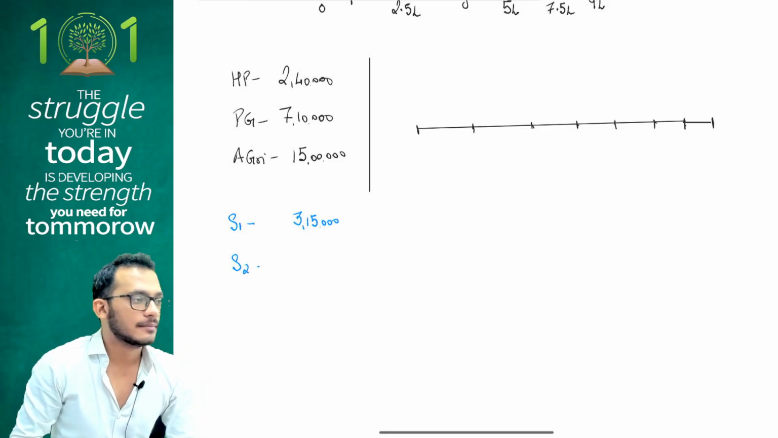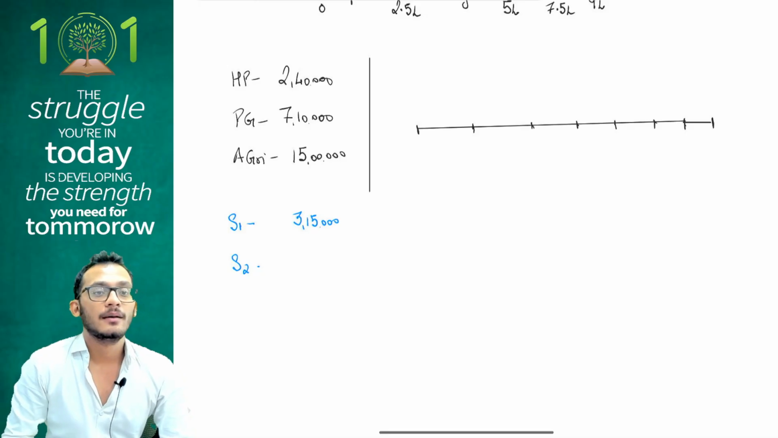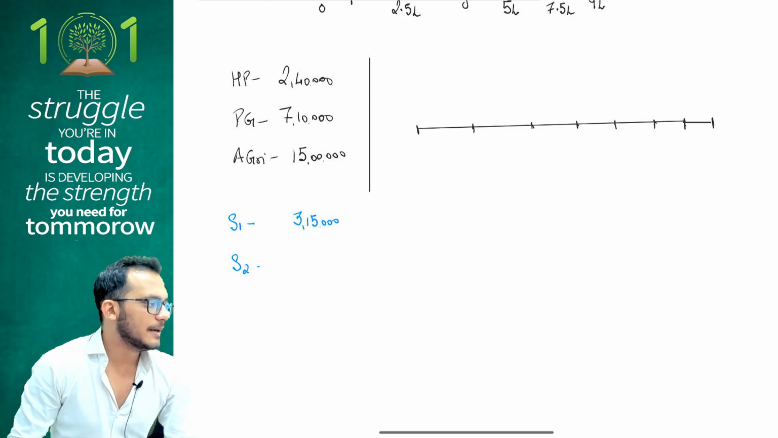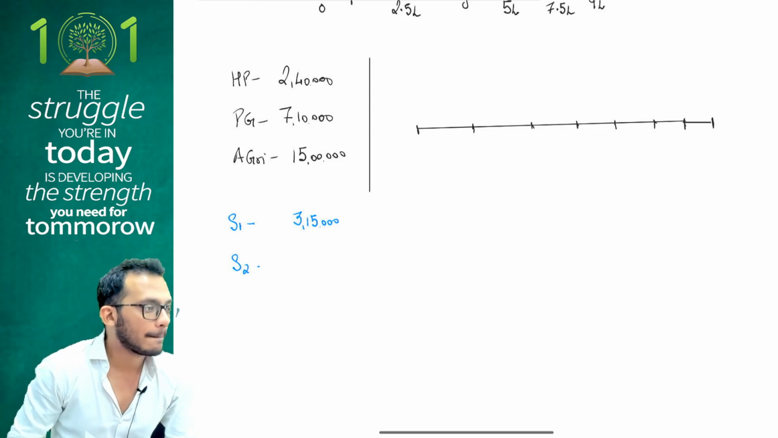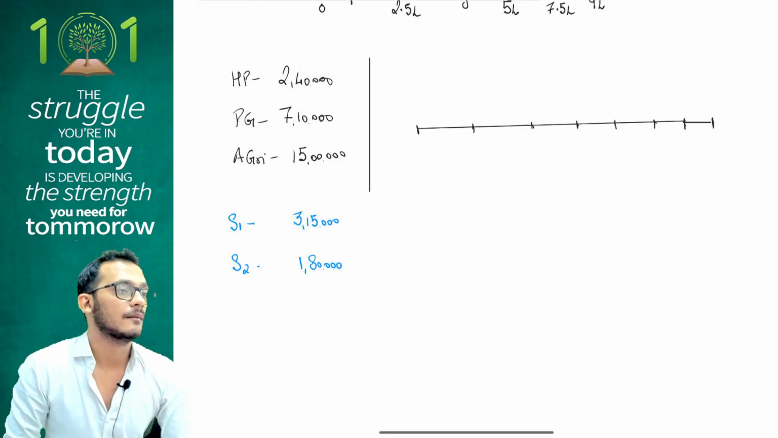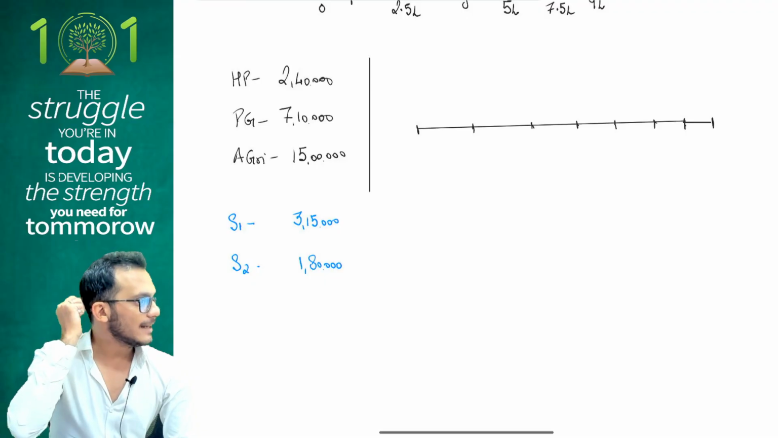What is step 2, people? Agri plus basic. What is my agri? 15. What is my basic? 4. Total becomes 19. Help me, tax on 19 is 1,80,000. एक बार चेक कर लो. 19 पे 1,80,000 है. चेक कर लो.